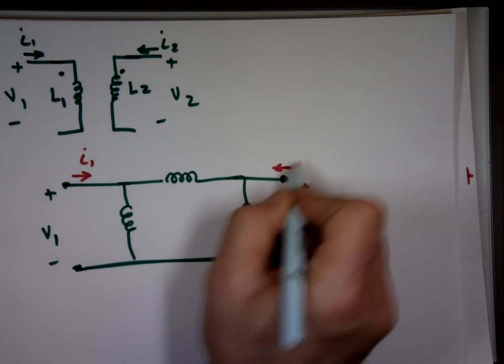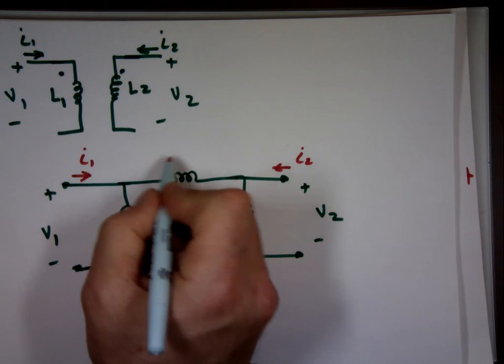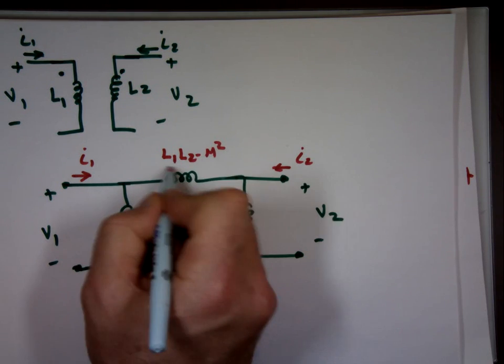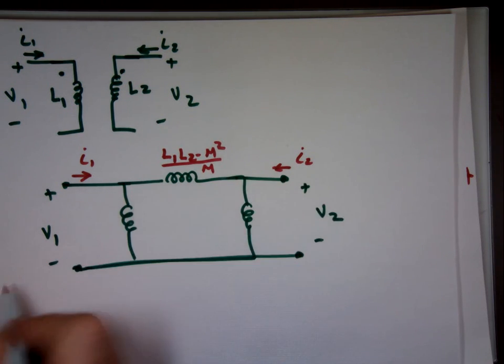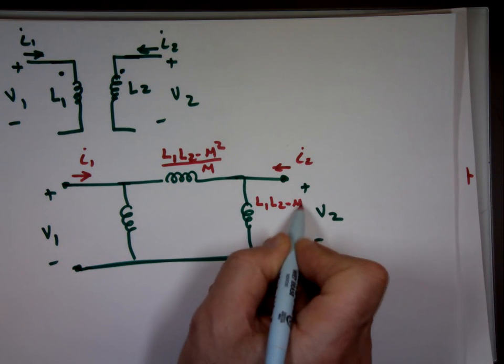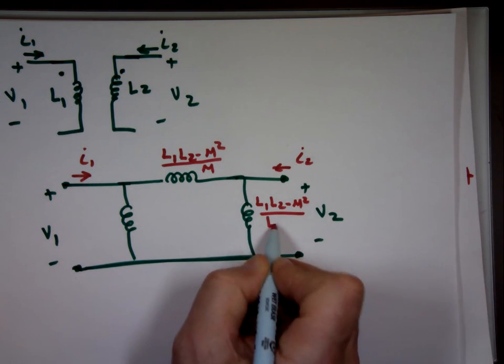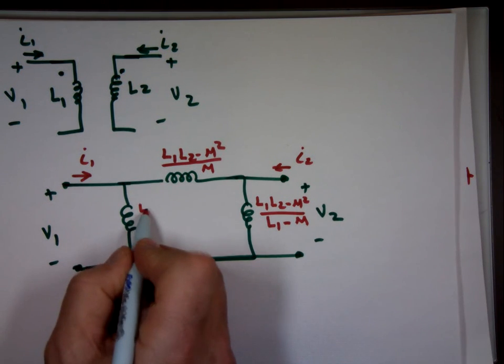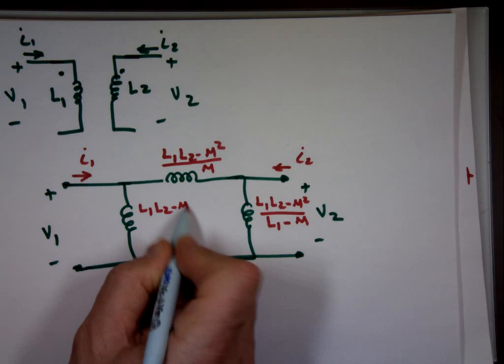I can replace this with L1, L2 minus M squared divided by M. That's the value of this one. This one's going to be L1, L2 minus M squared over L1 minus M. This one will be L1, L2 minus M squared divided by L2 minus M.